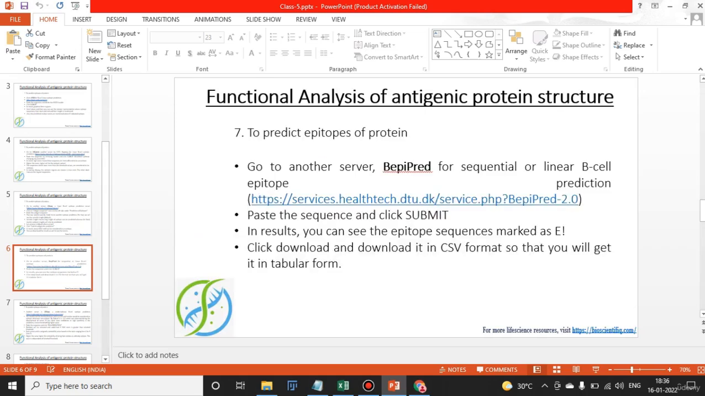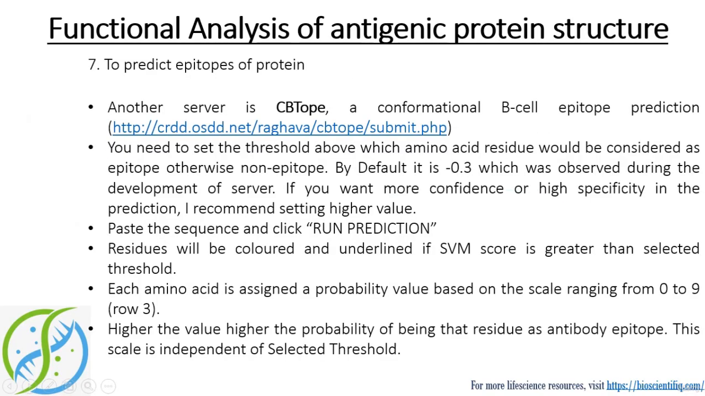Now, the next server that we are going to look at is CBTope. So now we have finished with the linear B-cell epitope, right? So in this session we are moving forward with the conformational B-cell epitope and also the antibody specific B-cell epitope as well. Okay. So we have already learned about 5 different servers which can predict the linear ones. Now let's look at the server which predicts the conformational B-cell epitope, which is CBTope. So this one is not for the linear but for conformational. Okay. Conformational means they are discontinuous.